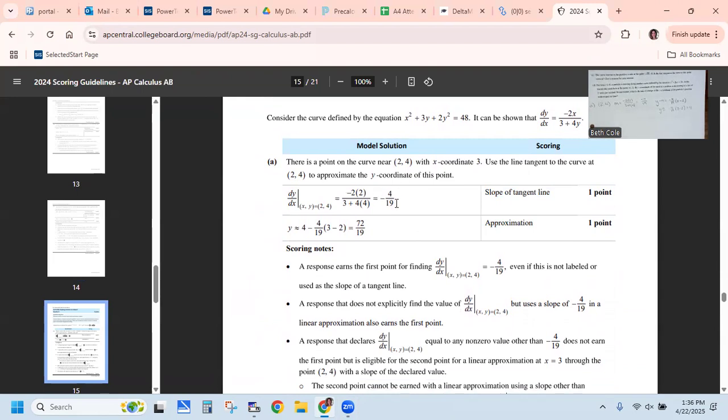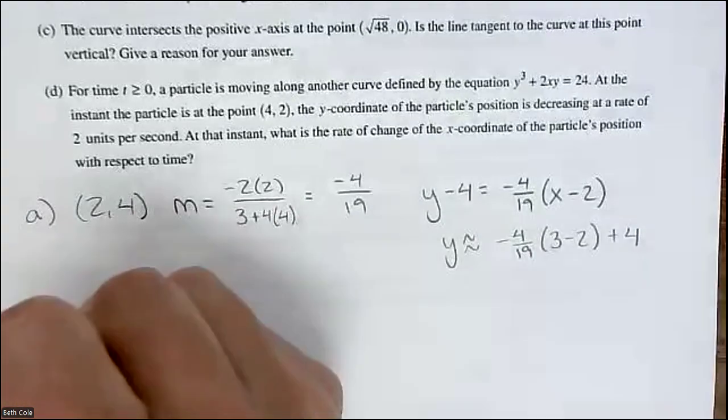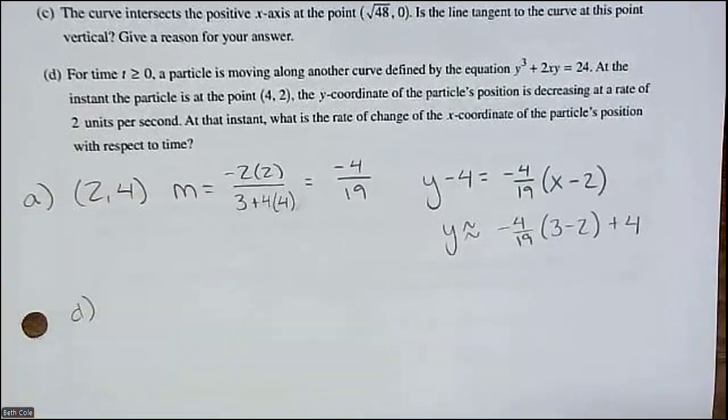If you got the -4/19, give yourself a point. If you got all the way to the end, give yourself a point. Did anyone get 2? Did anyone get all those? Deal. All right, I'm going to do part B next because I think that's the next easiest part. B and C are a little strange.